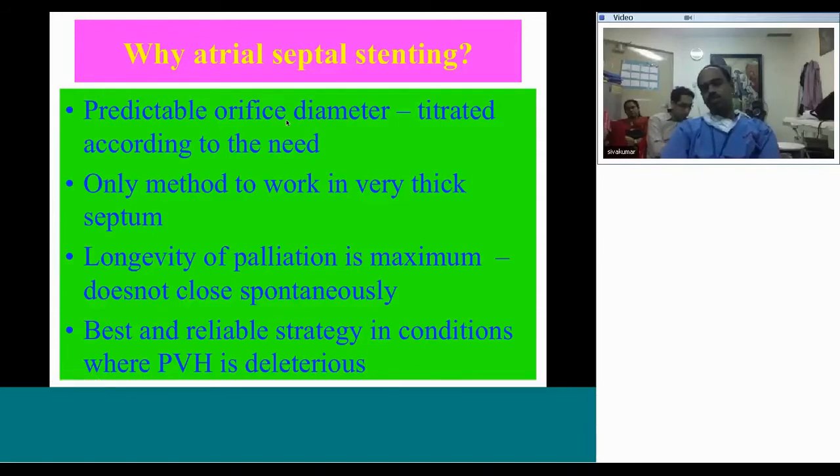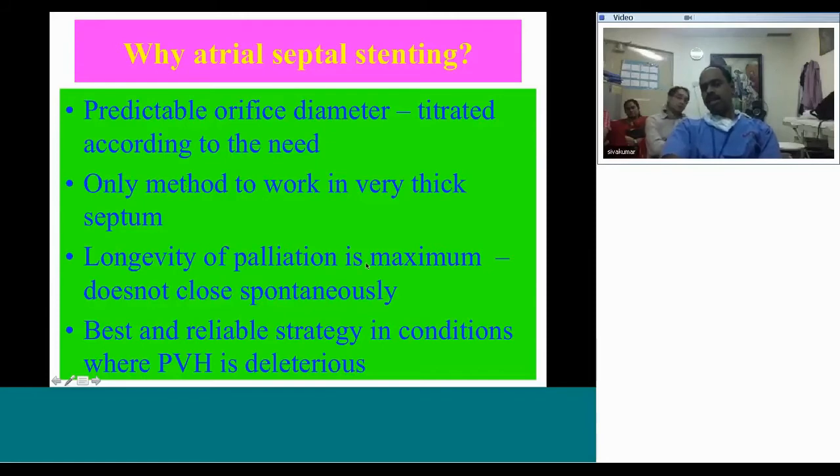With balloon septostomy, you don't know what the tear size is that you create. In some children it may be 3 millimeters, in some children it may be 25 millimeters. So you don't know what you are creating. So this is a predictable orifice diameter. It is the only method that works in a very thick septum. All the previous methods that I told do not work in a thick septum.